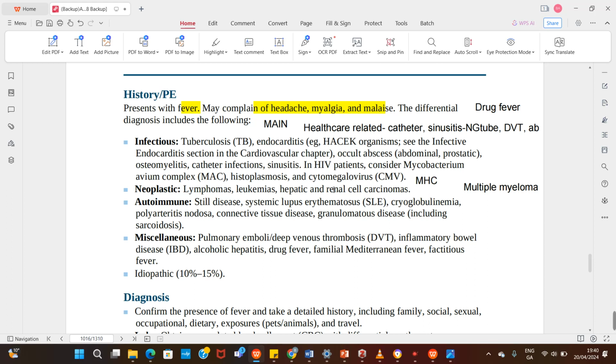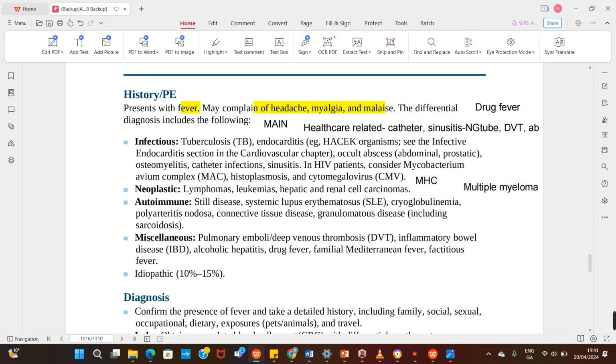So someone that has a DVT, someone that has been placed on certain medication in the hospital, people with alcoholic hepatitis, people with factitious fever. So maybe the person is just faking it, just altering the thermometric measurement, just to get sick leave or something. Factitious fever. And in 10 to 15% of the cases, it is idiopathic.